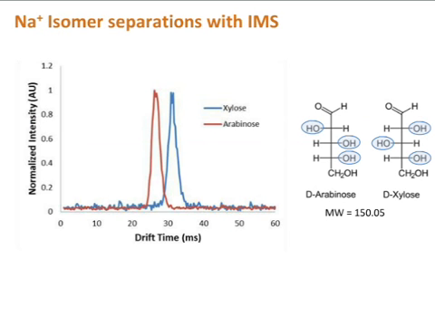We thought these results were really exciting, so we started looking at smaller molecules, and we were able to see isomer separation for arabinose and xylose, and we saw almost baseline separation for these 2 isomers with a sodium adduct, and the only difference is the position of the alcohol groups.